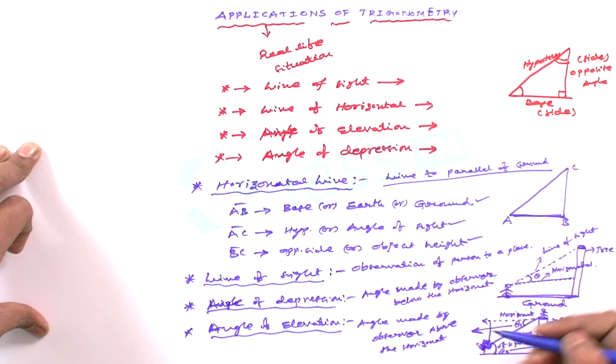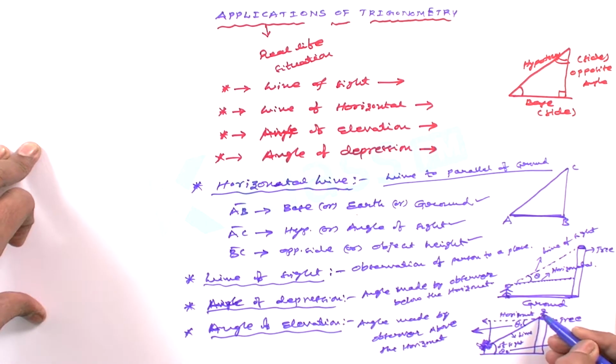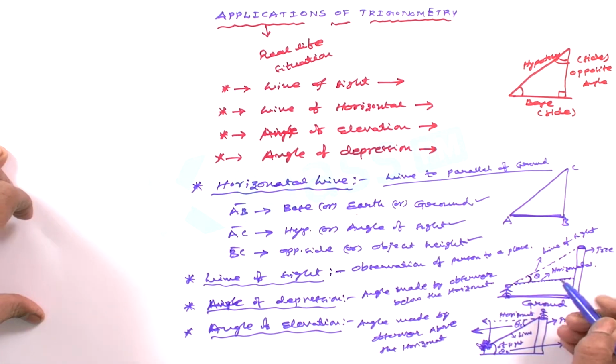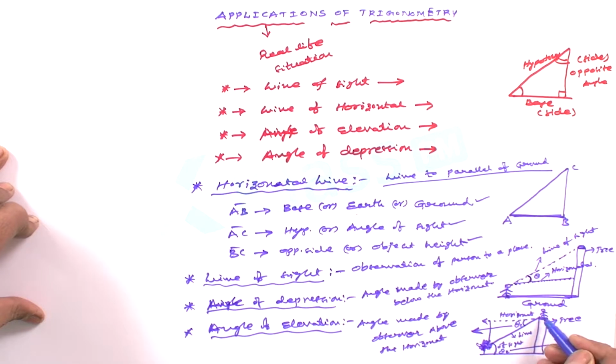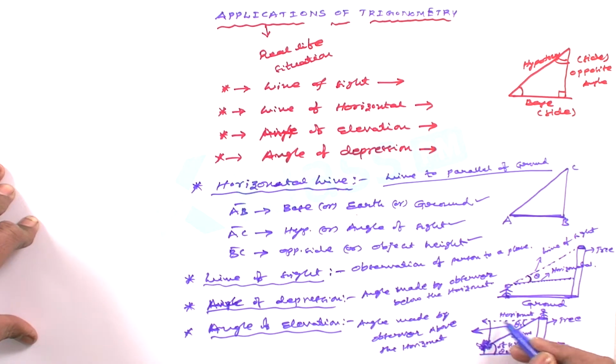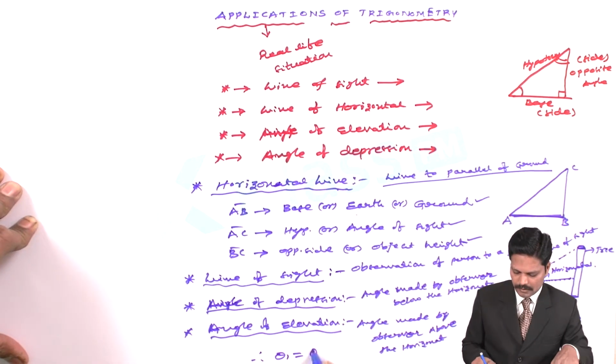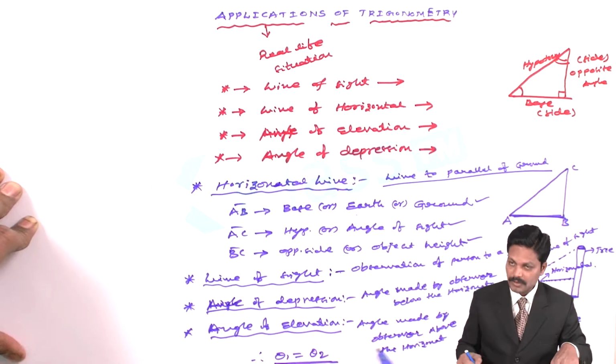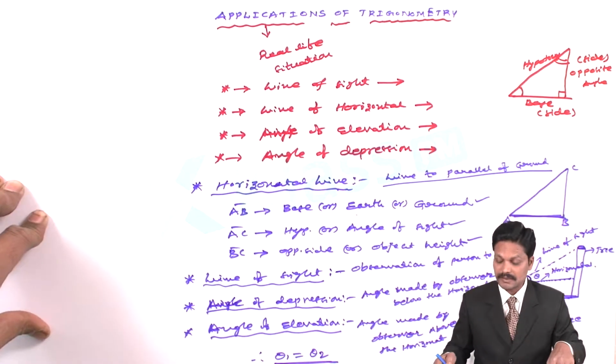So the person is watching from the ground level, the angle made here above the horizontal line is called the angle of elevation. And here the person is observing, here also we are having the horizontal line, and this theta 1 is the angle of depression. Here I am taking theta 1 is equal to theta. Why? Because both angles we can consider as equal.